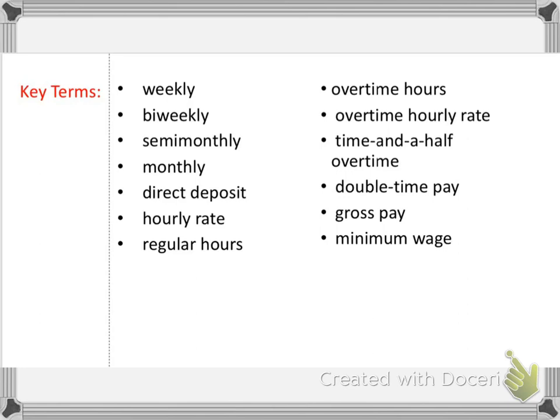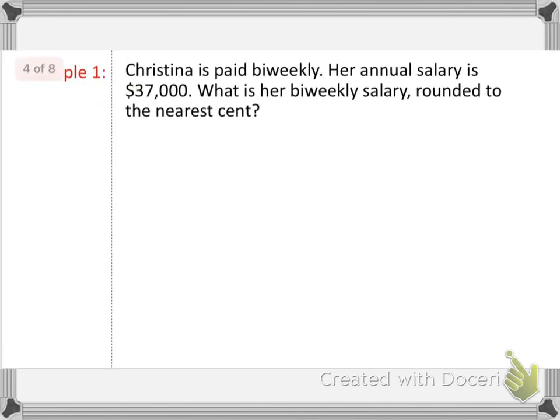Gross pay is how much you get paid altogether. So it's the hourly pay plus your overtime pay, and that's before taxes. And then minimum wage is basically the rate that you get paid depending on what state you live in. So that's a couple things to know here.